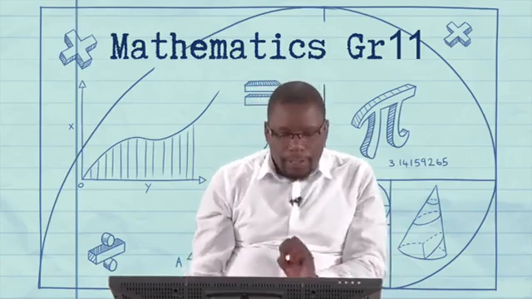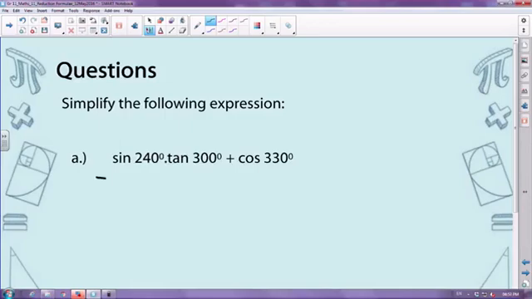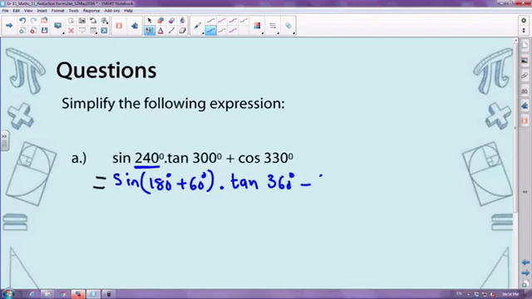All right, guys, let's check if we are doing the right thing. You have sine of 240. Reduce this to an acute angle. You will have your sine of 180 degrees plus 60, okay? Multiplied by the tan of 360 degrees minus 60, right? Multiplied by, now that's actually a plus, cos of 360 degrees minus 30.